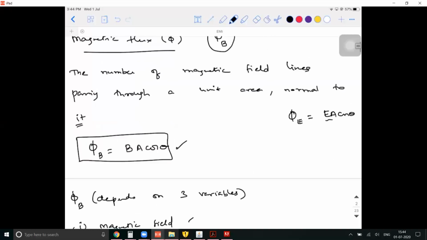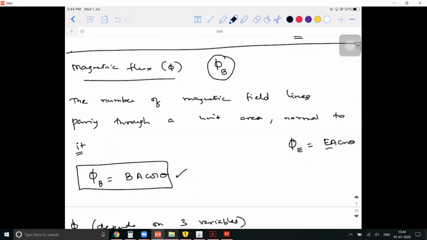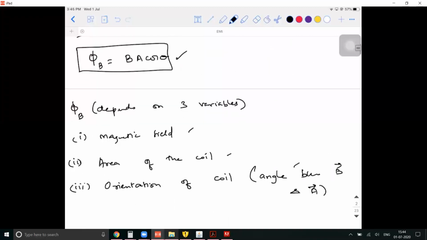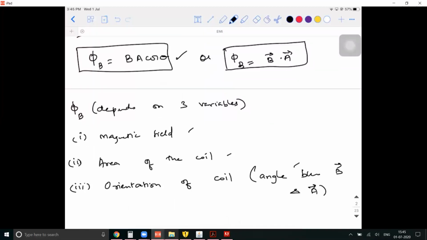So if any of the parameters out of them changes, then the magnetic flux is going to change. To summarize, magnetic flux is nothing but the number of magnetic field lines passing through a unit area. This term is important, normal to it. Phi b is equal to B A cos theta. Or this can also be written as phi b is equal to B vector dot A vector. Similarly, the flux depends on three variables: the magnetic field, the area of the coil, and the orientation of the coil. So these are the three parameters.